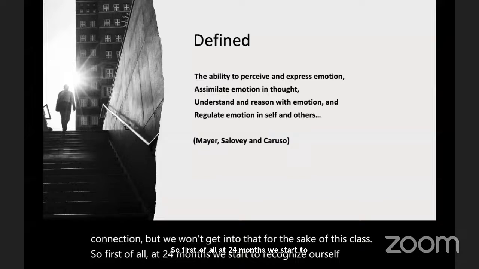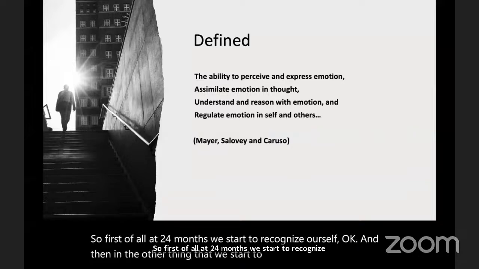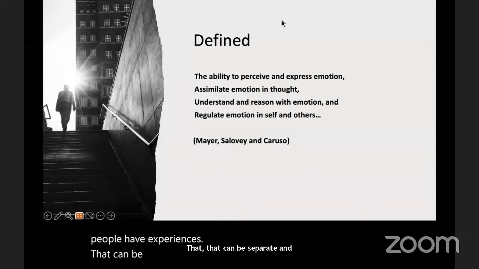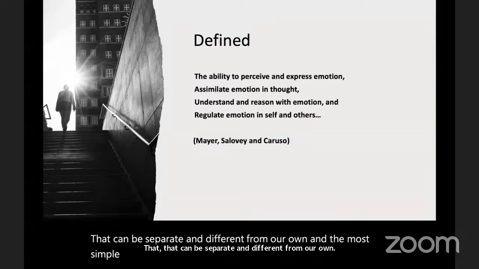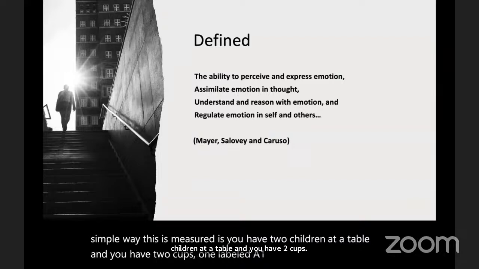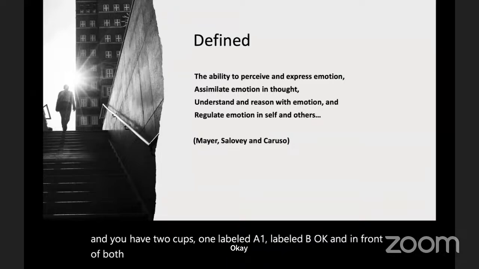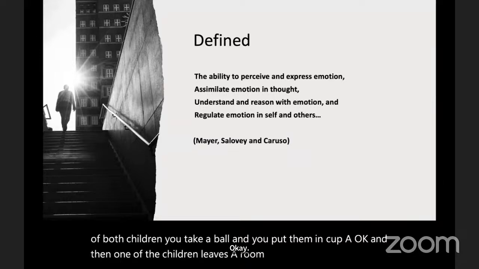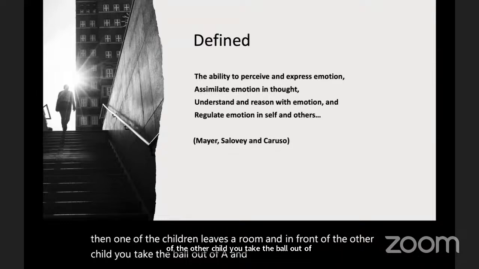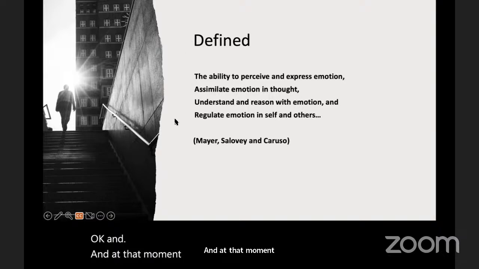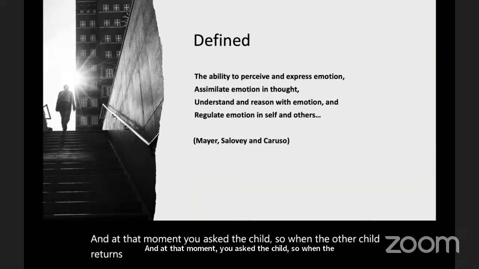Okay. And the other thing that we start to recognize is that other people have experiences that can be separate and different from our own. The most simple way this is measured is you have two children at a table and you have two cups, one labeled A, one labeled B. Okay? And in front of both children, you take a ball and you put it in cup A. Okay. And then one of the children leaves the room, and in front of the other child, you take the ball out of A and put it in B. Okay. And at that moment, you ask the child, so when the other child returns, which cup should he or she look in?